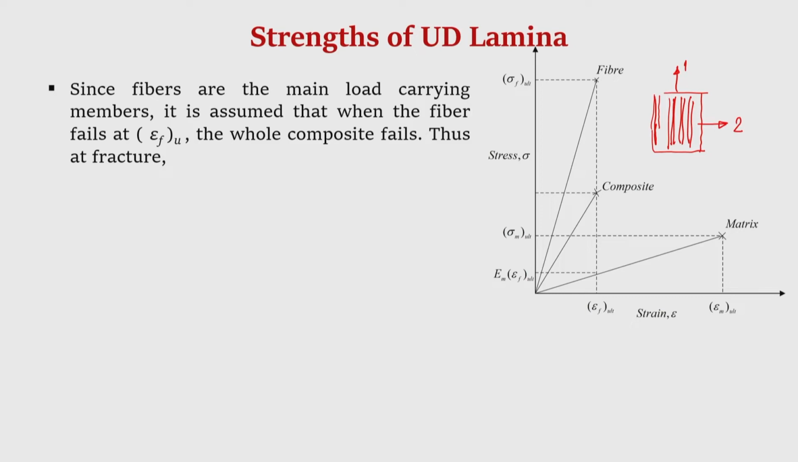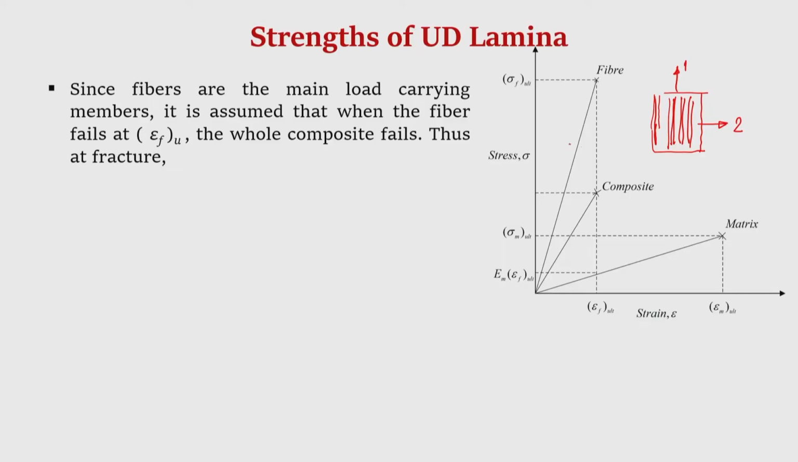Now, when we add fibers in matrix, the objective is that the strength of the matrix will definitely be improved and the stiffness of the matrix will also be improved. That means, addition of fiber to the matrix will lead to higher stiffness and higher strength. And the fibers being the main load carrying member, if the fibers fail, we consider that the composite fails, it cannot carry any load further.